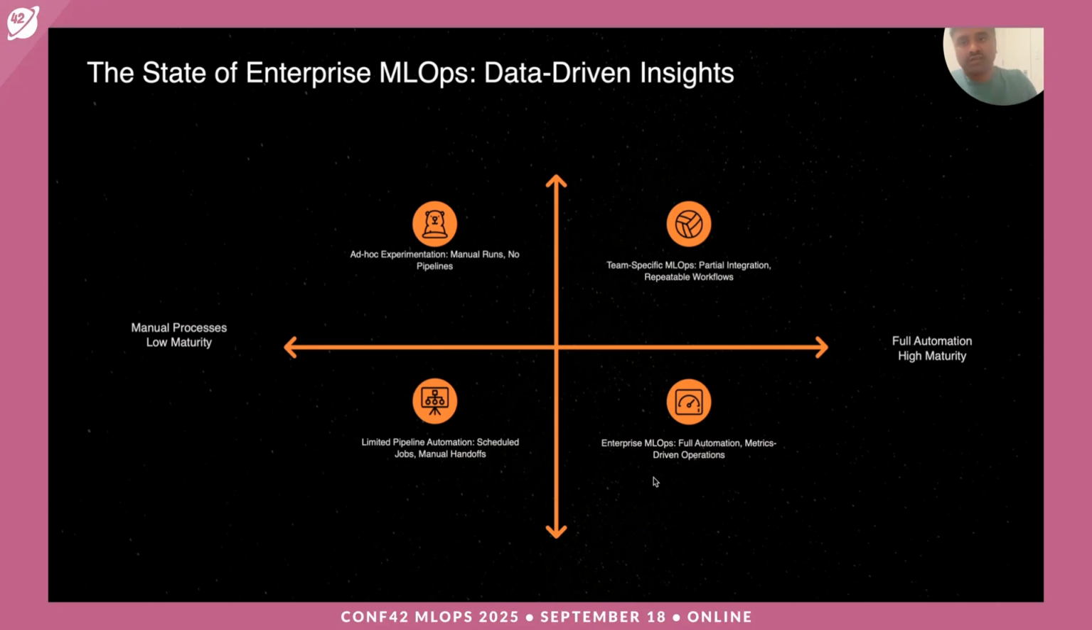So the first thing is looking at the current state. We're just starting with that. There are two quadrants we can look at. One extreme is purely manual, low maturity, and the other side is full automation, high maturity MLOps systems. Looking at the manual side, starting from the left bottom side is limited pipeline automation.